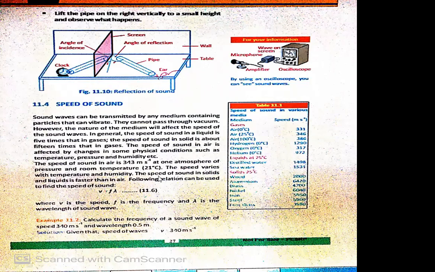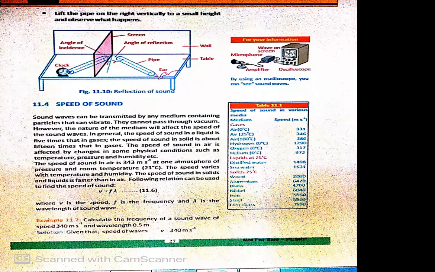The more the temperature, the more it varies. If the temperature is 0 degrees Celsius, the speed of sound is 331. But if the temperature increases from 0 to 25 degrees Celsius, the speed of sound also increases to 346 meters per second. If the air temperature increases again from 25 to 100 degrees Celsius, the speed of sound increases again to 386. The more the temperature, the more the speed of sound will increase.